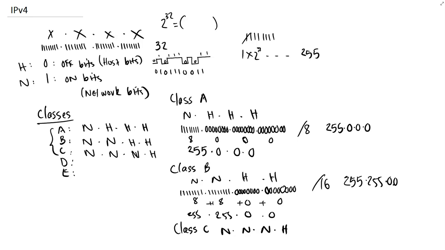And for class C, it is N, N, N and H. This will be 8 ones, 1 2 3 4 5 6 7 8, 1 2 3 4 5 6 7 8, 1 2 3 4 5 6 7 8, and then 8 zeros here, 4 and another 4. If you combine this 8 plus 8 plus 8, that gives you /24. And in decimal notation, the subnet mask is written this way: 255.255.255.0.